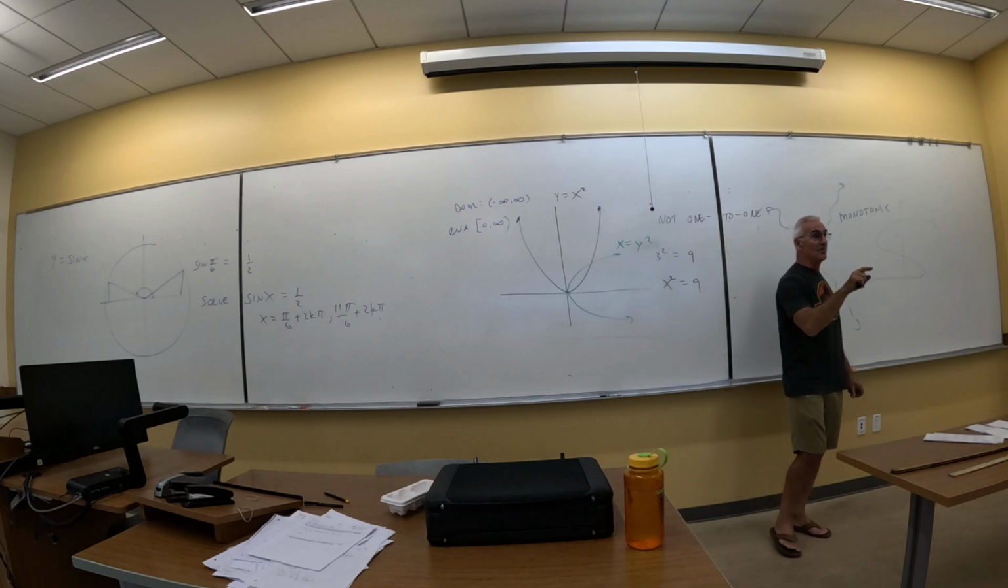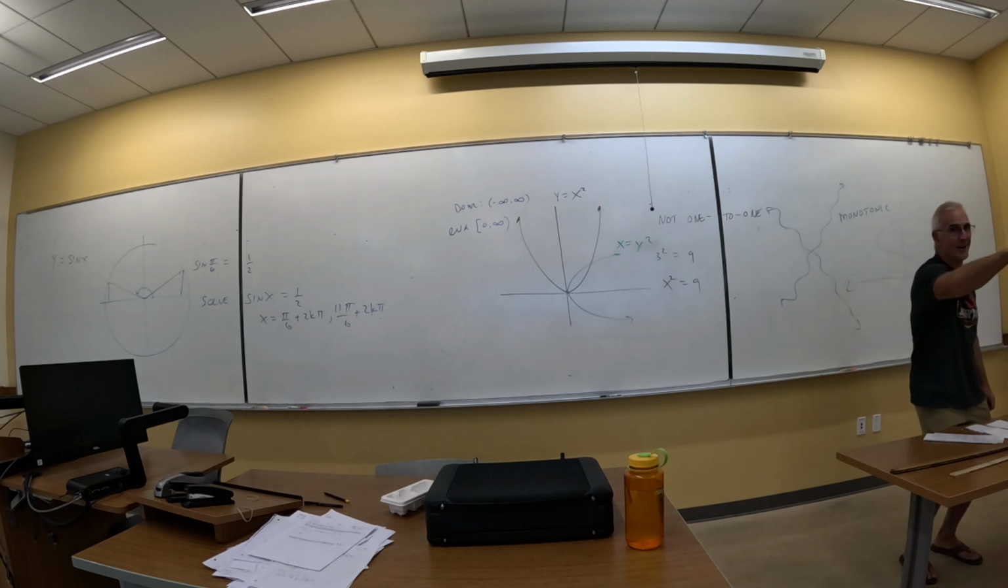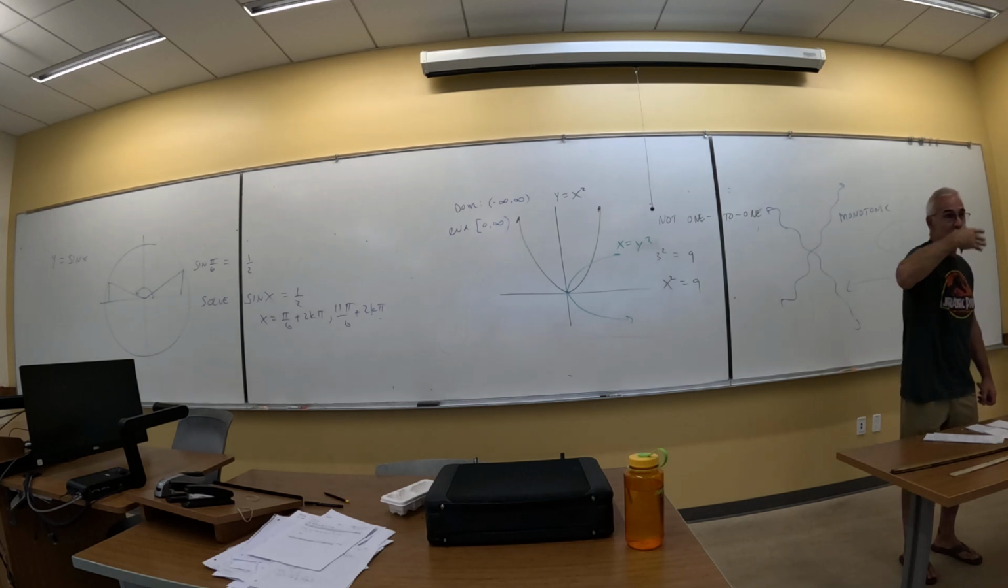No. So if your original function is not one-to-one, its inverse will not be a function. And here's an easy way to think about it. If your original function fails the horizontal line test, it's not one-to-one, which means its inverse will then fail the vertical, because that's how you do inverses, right? You flip them over the line y equal x.